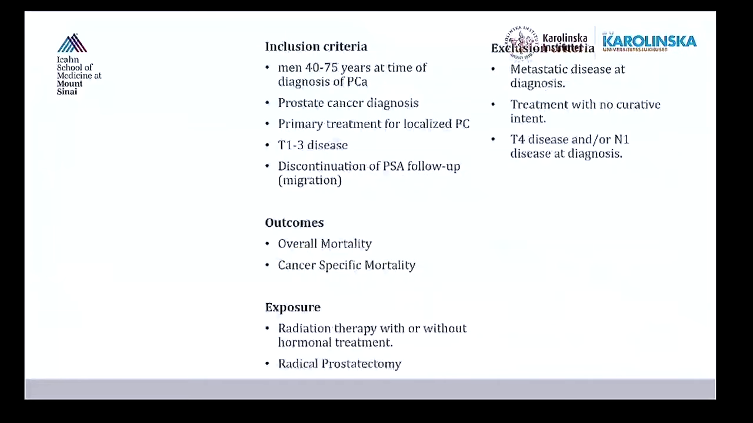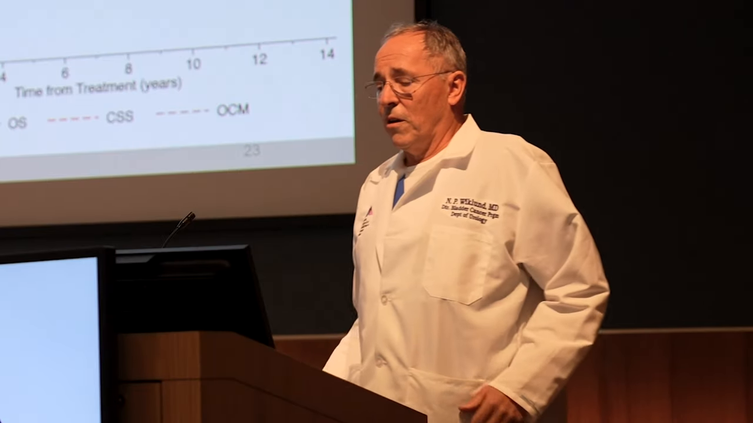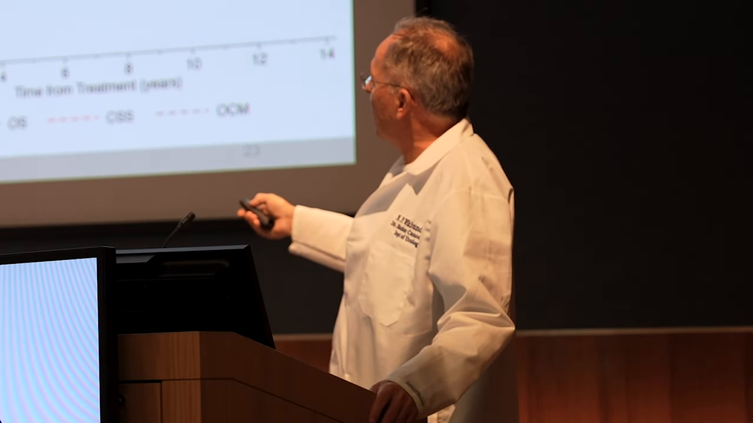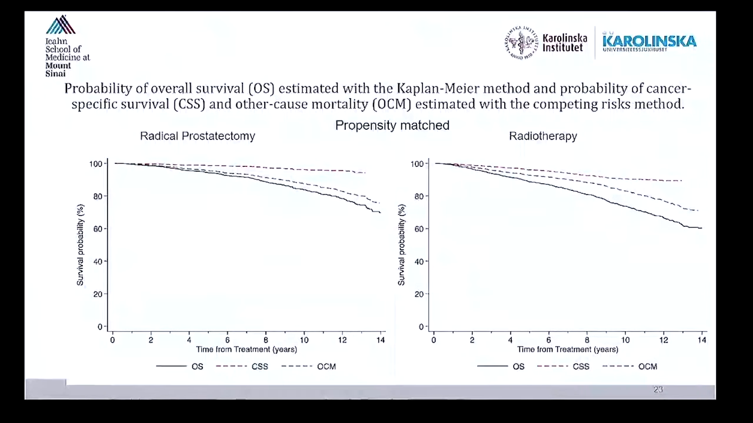In this study, we included all men between 40 and 75 that had a diagnosis of prostate cancer. They were treated with either prostatectomy or radiation therapy with or without hormonal treatment. Most patients nowadays have a combination of radiation and hormonal treatment. And it looks very similar to what we have already said before. You see that the mortality in the radical prostatectomy group is lower. This is the prostate cancer mortality, this is the other cause mortality, and this is the overall, all patients that die. Even here, it looks like pretty much a factor of two.